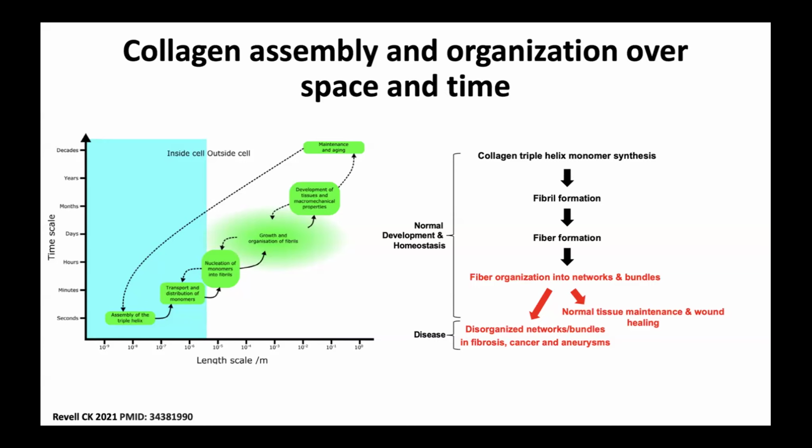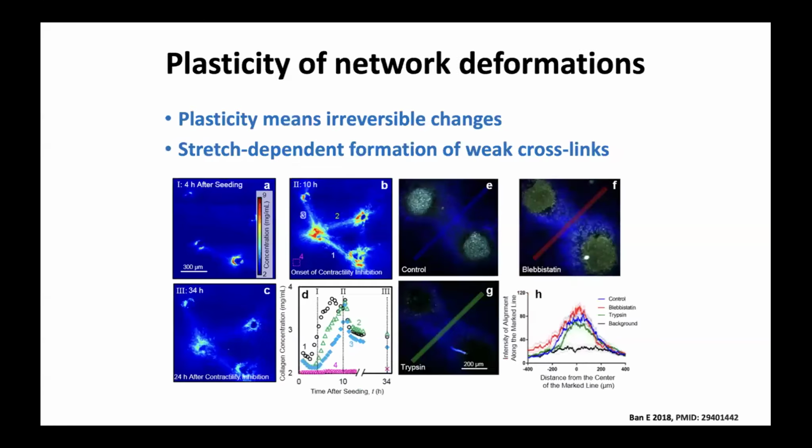And just to remind you of the way collagen is organized, we talked about how the monomers are synthesized, they form a triple helix, they form fibrils and fibers, and then they organize more into networks and bundles. And that can be normal, or you can have disorganization, as I showed you for that paper from Stanford. They can be very, very disorganized, and that can be important in fibrosis and cancer and aneurysms and so on.